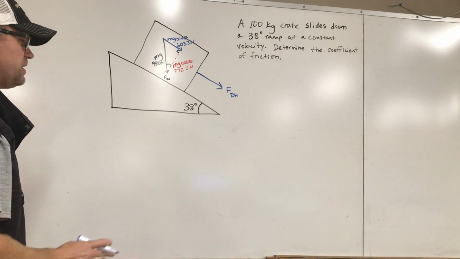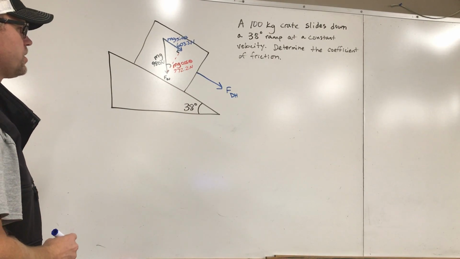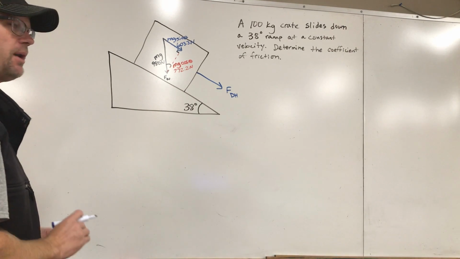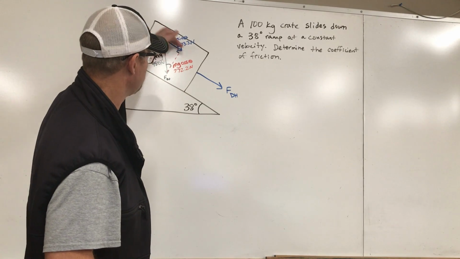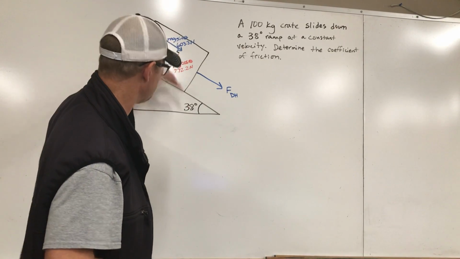Now, there's a lot of ways you could name this. You can call it an applied force. You can call it a gravitational force. I'm not going to try to confuse you. I'm saying this is the force that's going downhill, and it's represented by the blue vector up here that's parallel to the downhill direction.